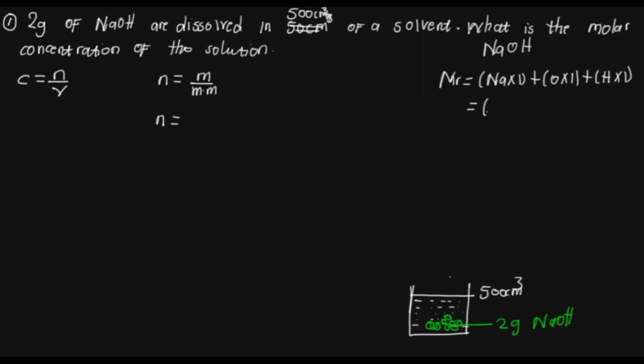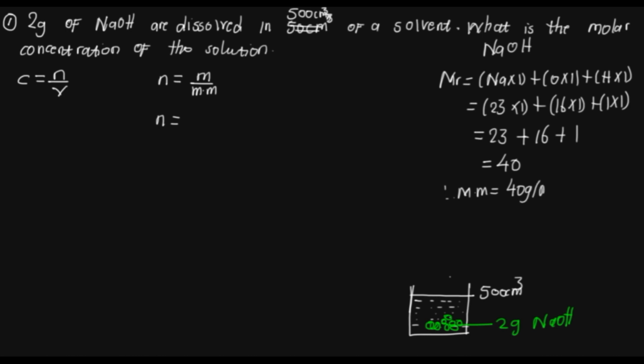So the mass number for sodium we'll use is 23 times 1 plus 16 times 1 plus 1 times 1. 23 times 1 is 23, plus 16 times 1 is 16, plus 1 times 1 is 1. So 23 plus 16 is 39, plus 1, we have 40. Therefore, molar mass is equal to 40 grams per mole. So we have the molar mass.